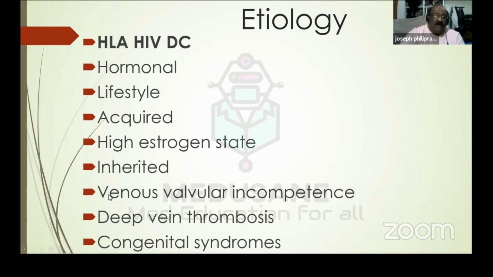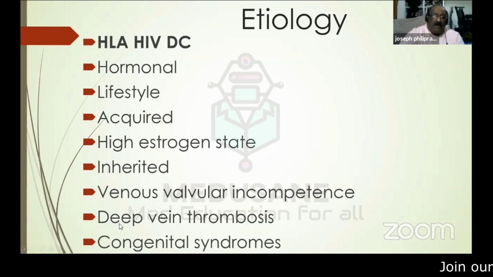Now, this is the problem in the acquired as well as in the inherited variety. The valves, which normally regulate the flow from below upward, become incompetent, and there will be reflux of blood from above downwards, causing dilatation of the veins.